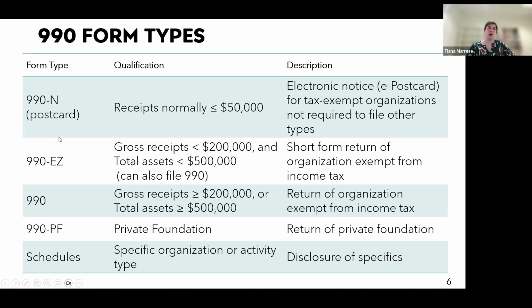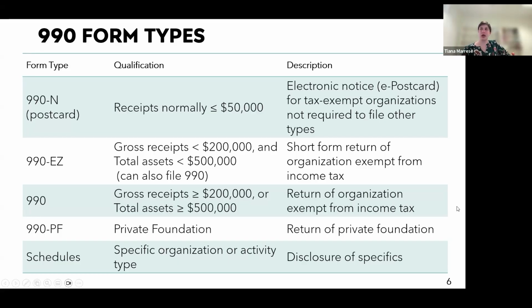These tend to be longer and have more data than the 990N, and these are typically filled out by medium to large size nonprofits. You also have the 990 that's specific to private foundations and other schedules that allow specific organization types or activity types to be disclosed and tracked by the IRS.